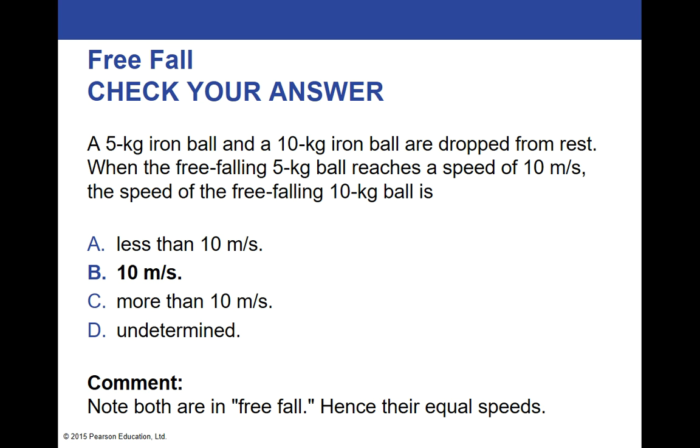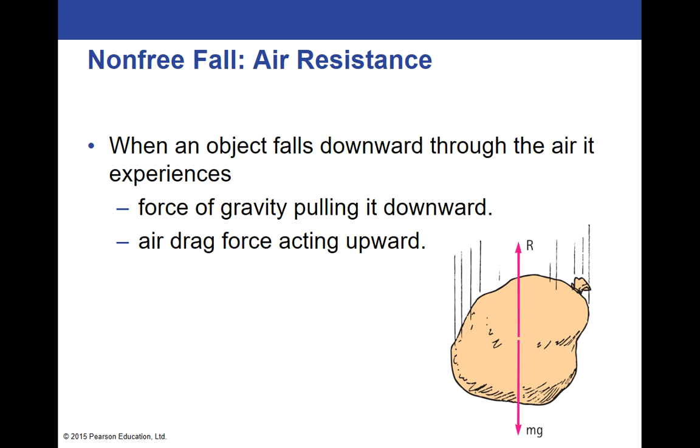Now let's consider what happens in real life, in reality, when air resistance plays a role. Air resistance is a form of friction, and it's the friction of the air, which is a fluid, passing an object that's falling. When an object falls downward through the air, it experiences the pull of gravity, pulling downward, and in this diagram that's noted as mg. We remember that weight or pull of gravity is mg. It also experiences a drag force acting upward. Air resistance is commonly also called drag. So we have downward gravity and upward drag.